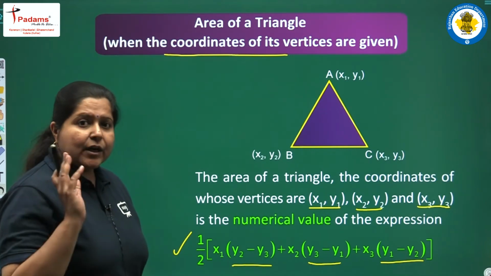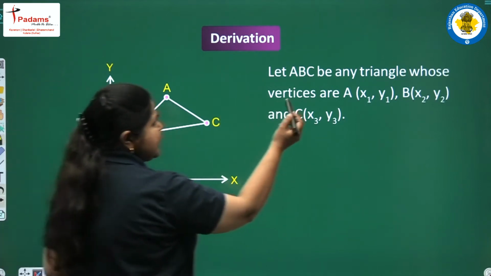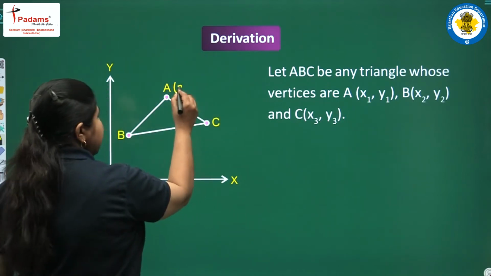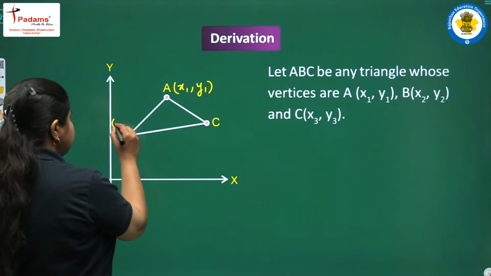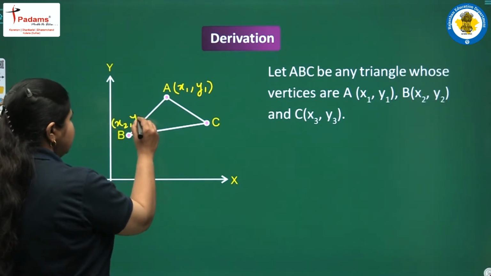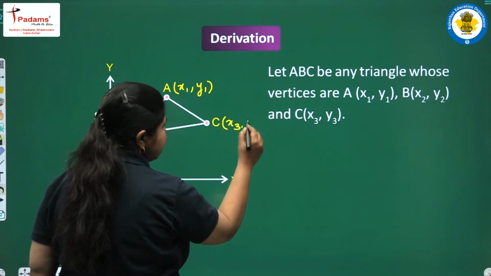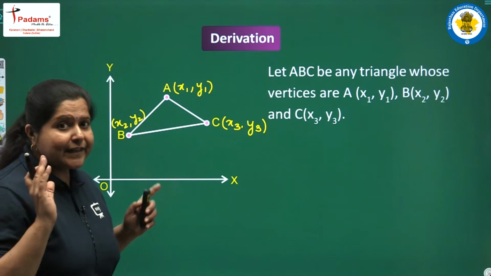Okay, let us now derive this formula. Here we have one triangle ABC. Let ABC be any triangle whose vertices are A, x1, y1. Let the coordinates of B be x2, y2 and the coordinates of point C be x3, y3. Now we need to find the area of this triangle.